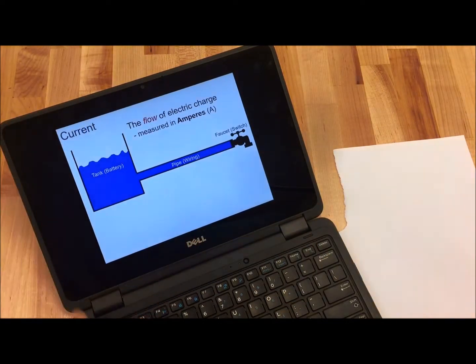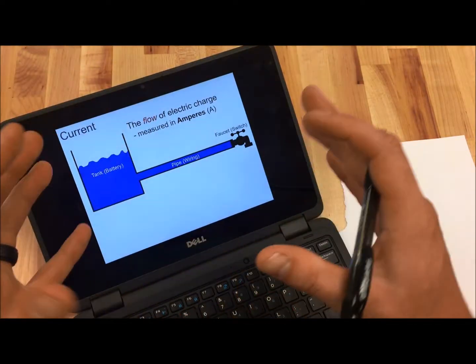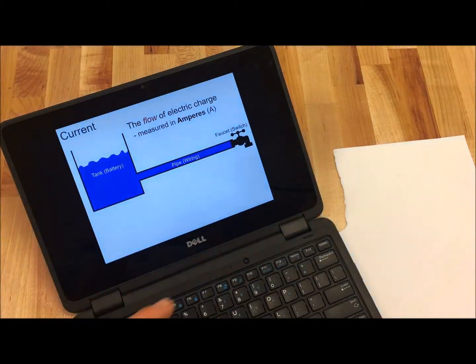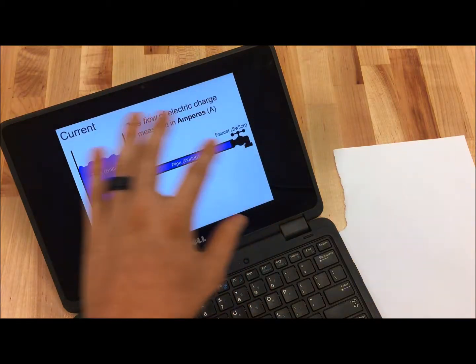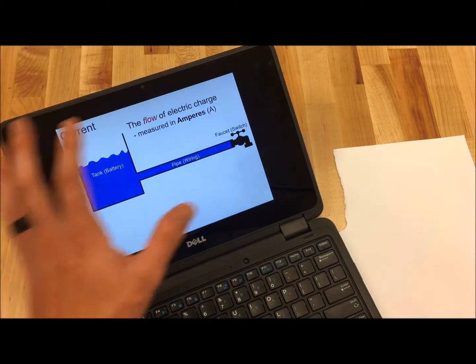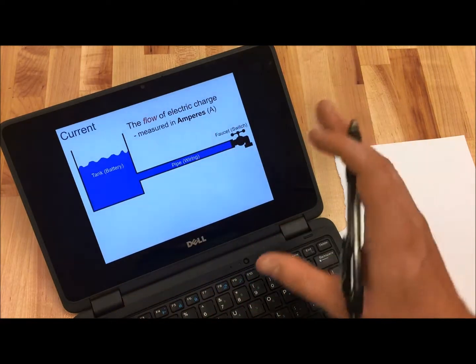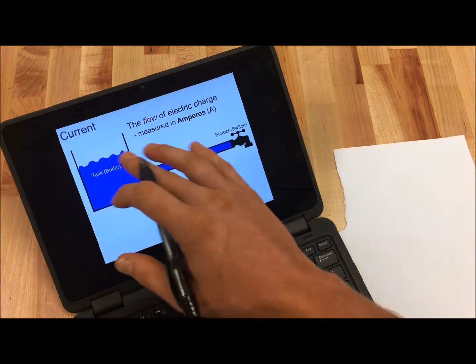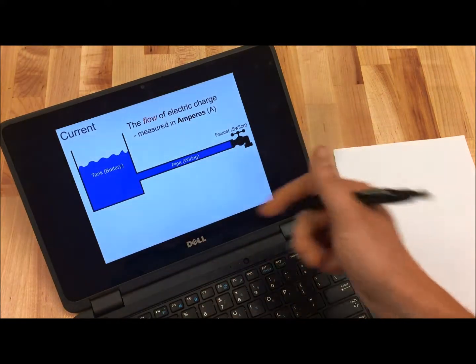To start, current, and I like to show how electricity works using water. You don't want to ever mix the two, but as a plumber, this makes more sense to me to just get the ideas out there. Current is the flow of electric charge. So here we have a water tank. The pipe is filled with water. There's a faucet. And when that faucet is off, is there flow? No, there is no flow. The water is sitting here in the tank. It's sitting in the pipe, but it can't go anywhere. So there's no flow.